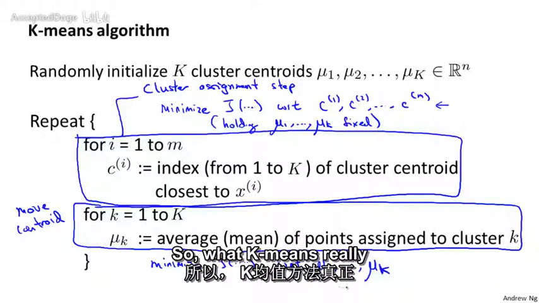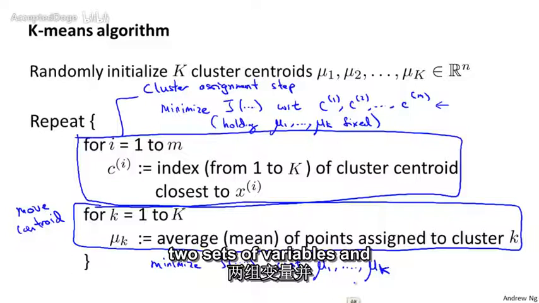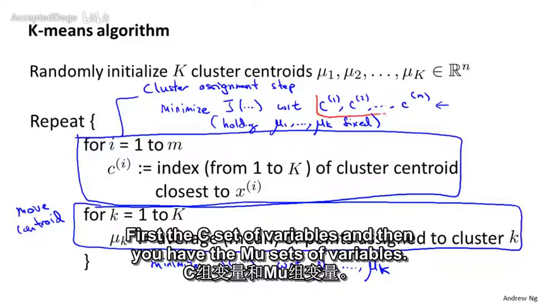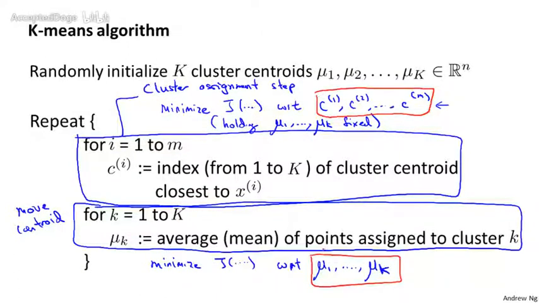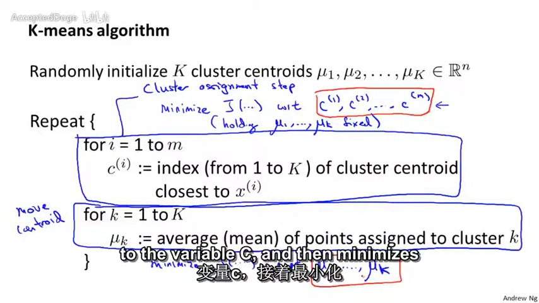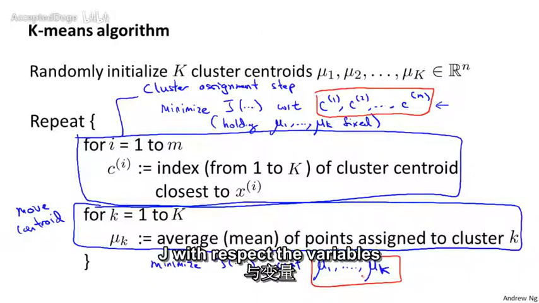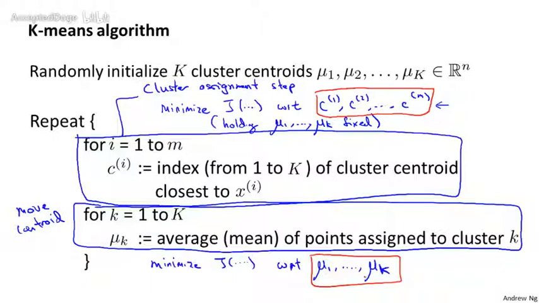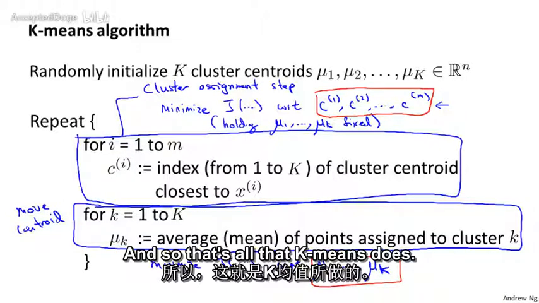So what k-means is really doing is taking the two sets of variables and partitioning them into two halves. You have first the c sets of variables, and then you have the mu sets of variables. What it does is first minimize J with respect to the variable c, and then minimize J with respect to the variables mu, and then it keeps on iterating. And so that's all that k-means does.